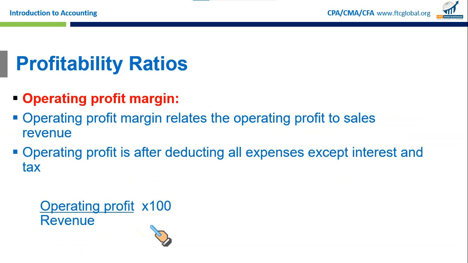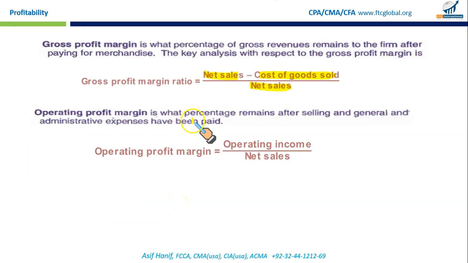Next, then, operating profit margin. We take gross profit as a starting point. We deduct our operating expenses. Deducting operating expenses gives us operating profit. Operating profit is what percentage of our sales. This is called operating profit margin. So it shows you what percentage remains of profit after selling and general and administrative expenses have been paid.